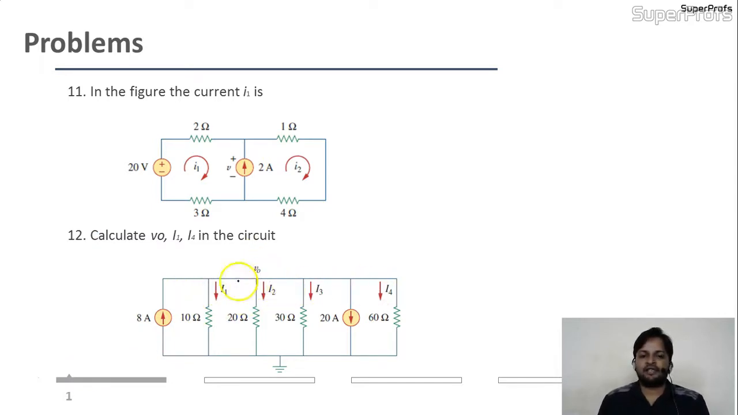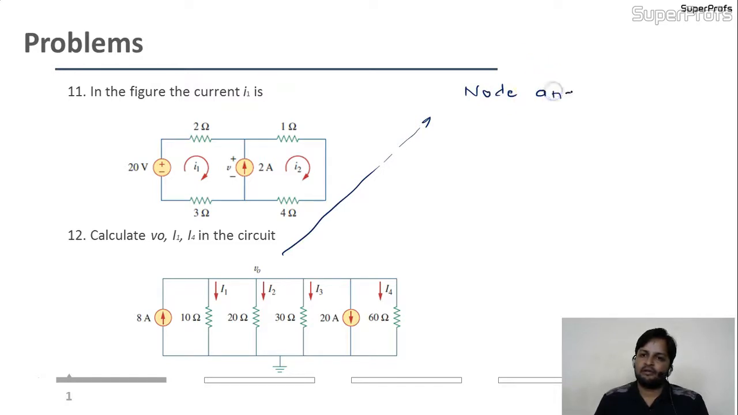See, only 2 nodes are there. All these points are a single point. Why? Because they are short circuited. There is no element in between them, so these points are the single point. And the second node is this, already grounded. Only V node is there. Here at the V node I'll apply the nodal analysis.